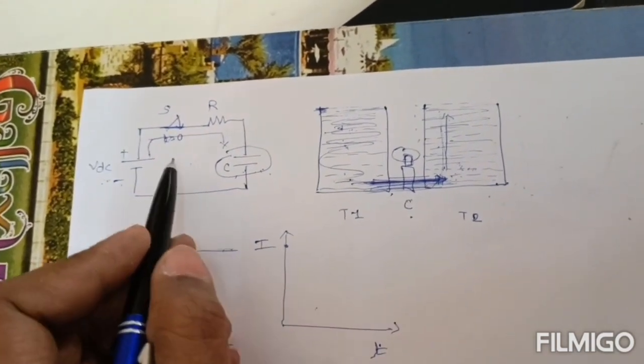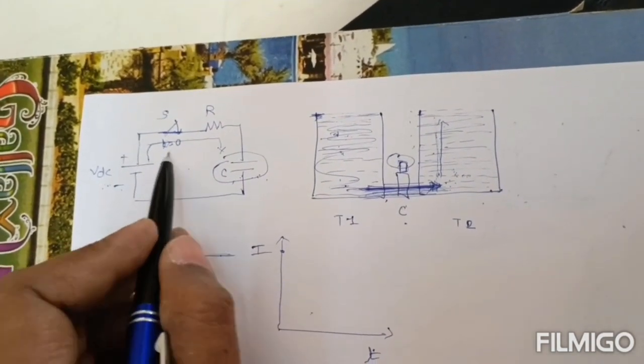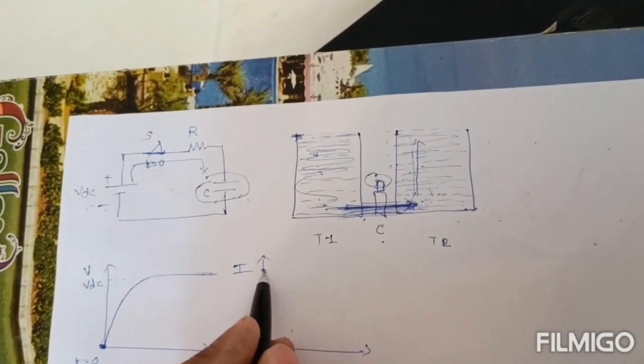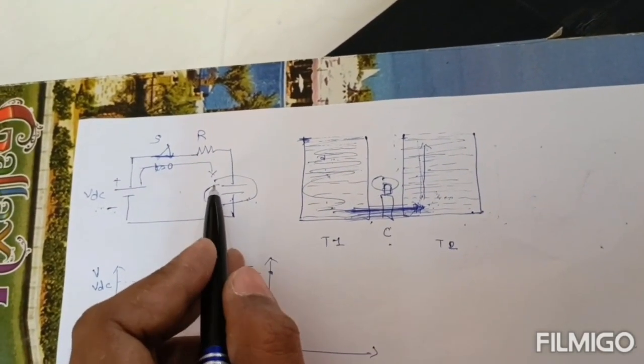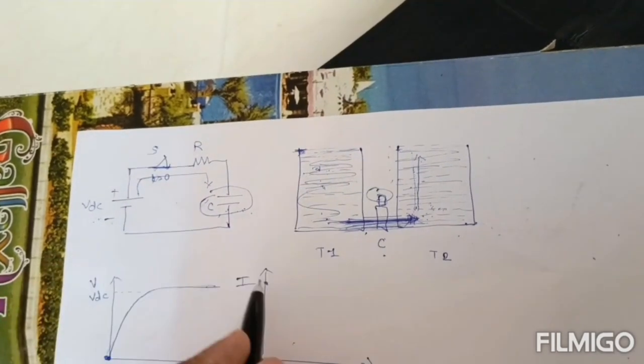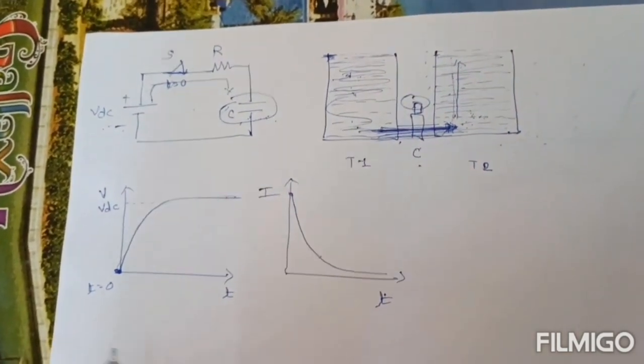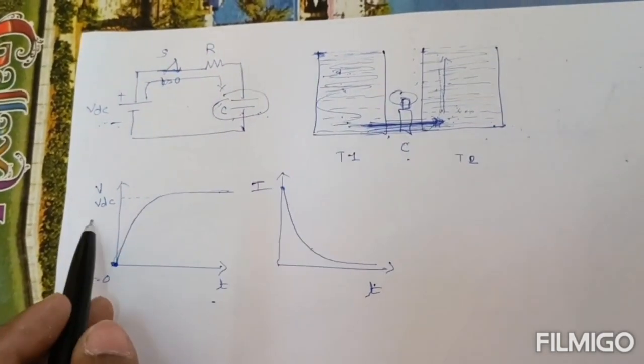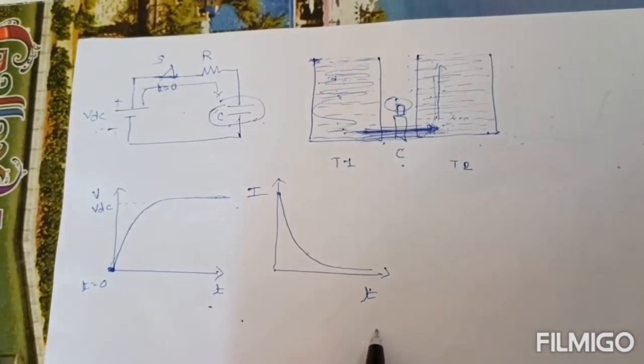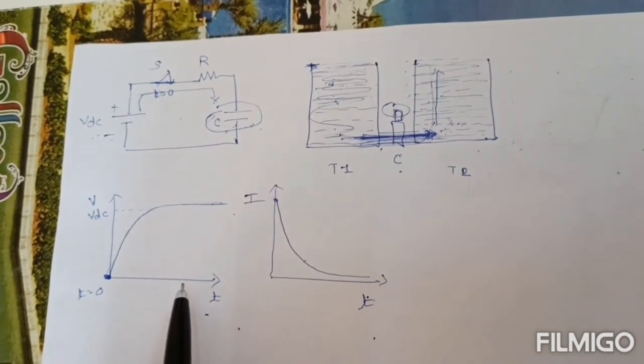Similarly, at t is equal to 0, when I close this switch, a large amount of current will flow. Okay, and as the voltage across this capacitor builds up, this current will gradually reduce. So current will gradually reduce like this. Okay, so this is the voltage versus time and current versus time characteristics of a capacitor.